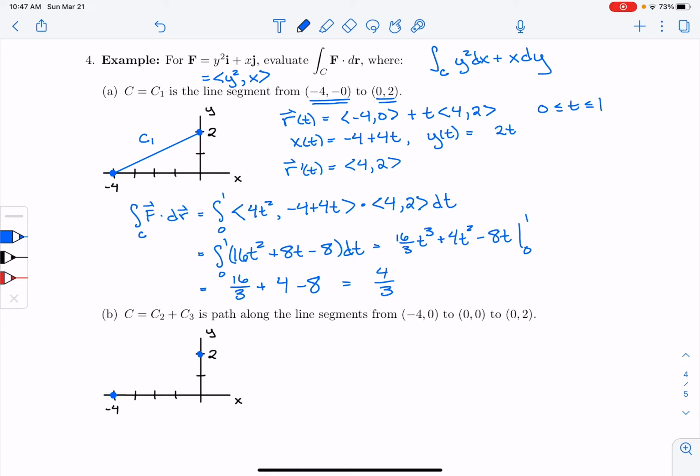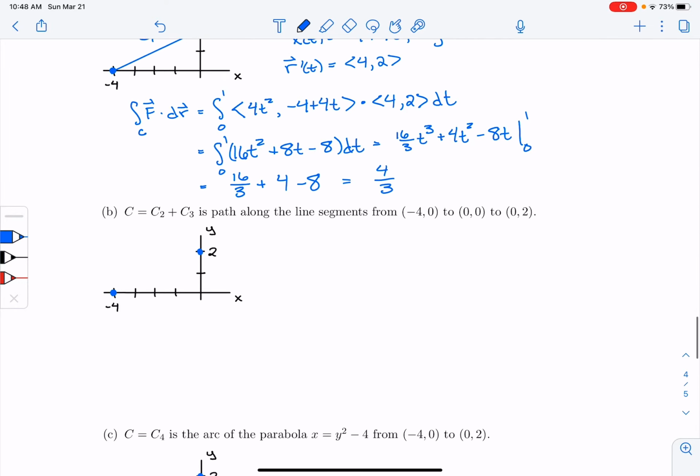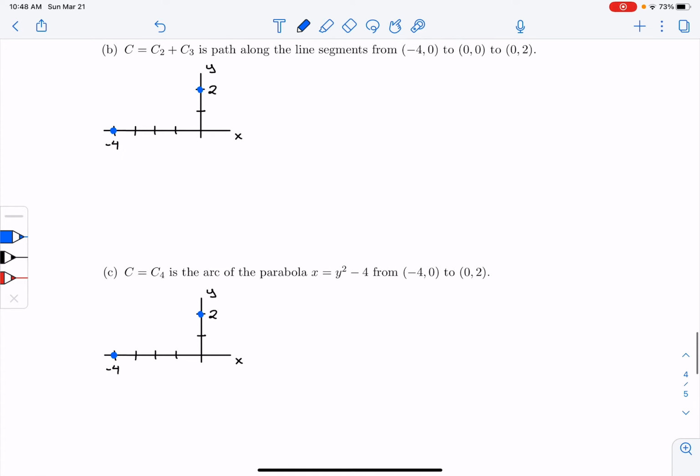Now I'd like to essentially perform the same integral, but over a different path that leads me from the point (-4, 0) to (0, 2). So here, I'm going to follow the x-axis, and then I'm going to follow the y-axis. And so C2 is going to be the line segment along the x-axis, and then C3 is going to be the line segment along the y-axis.